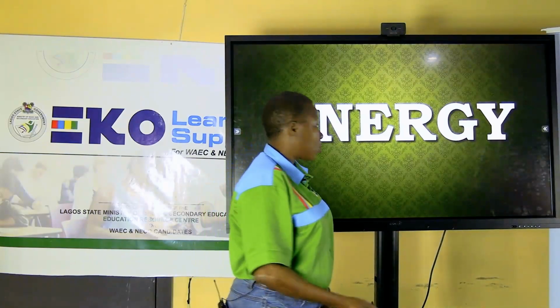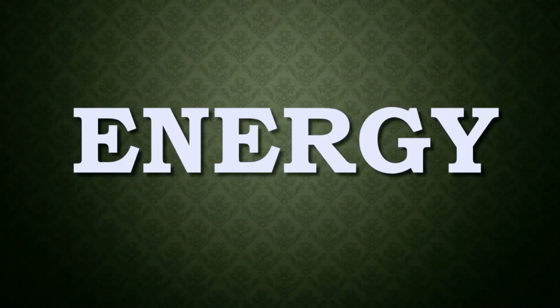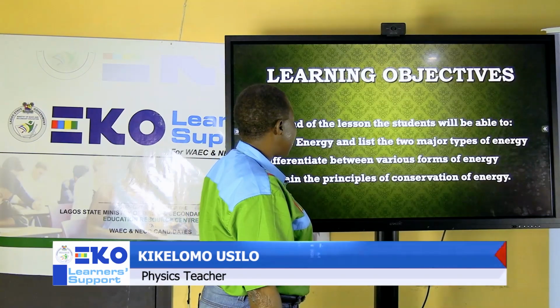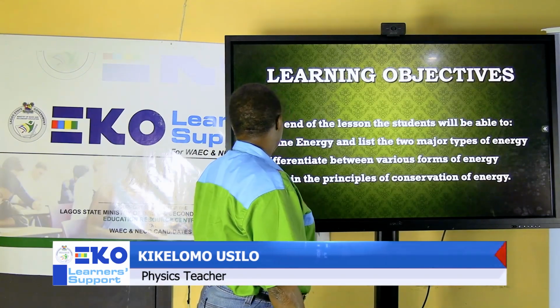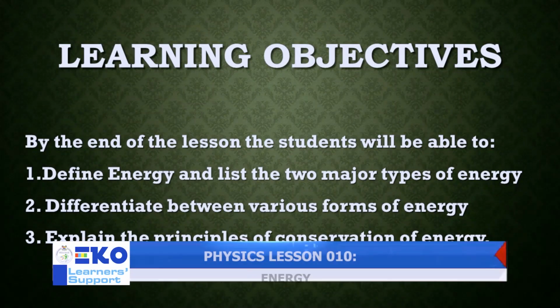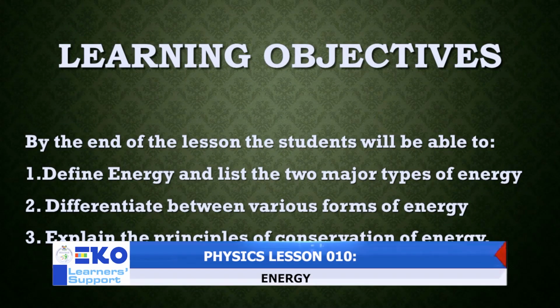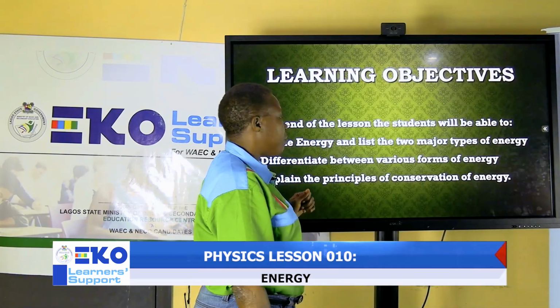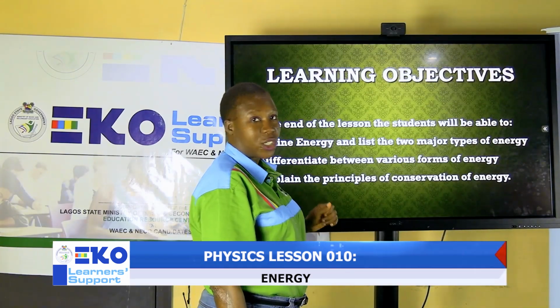Energy, that's our topic for today. The learning objectives for this topic are, by the end of the lesson, you will be able to: 1, define energy and list the two major types of energy; 2, differentiate between various forms of energy; 3, explain the principles of conservation of energy.